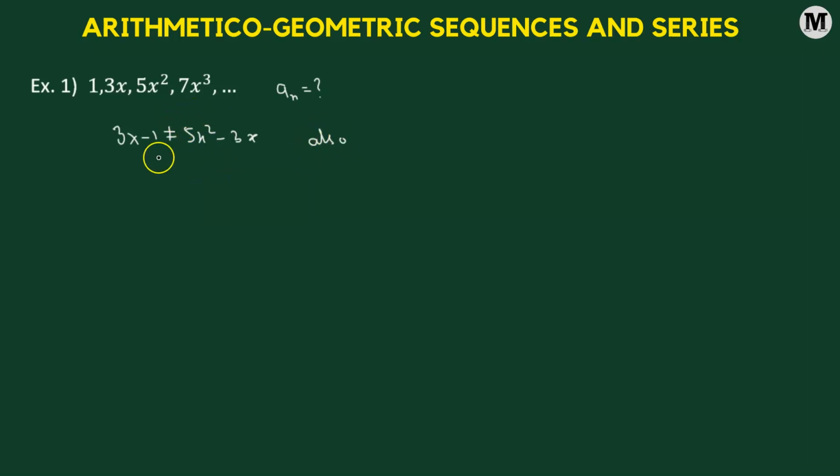Also here we cannot say that it's a geometric sequence as well, because if we take the second term, that is 3x divided by 1, that gives us 3x, and this is not the same as taking the third term and dividing by the second term. So we are not getting the same common ratio. So this is also not a geometric sequence.